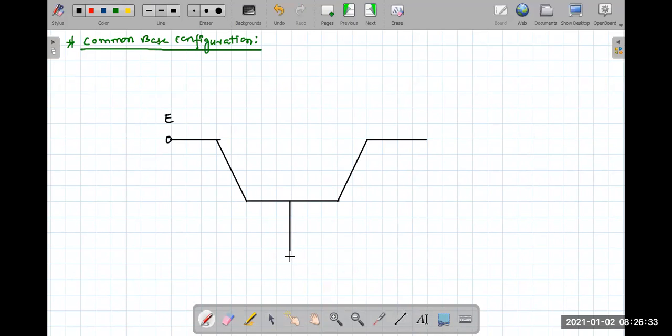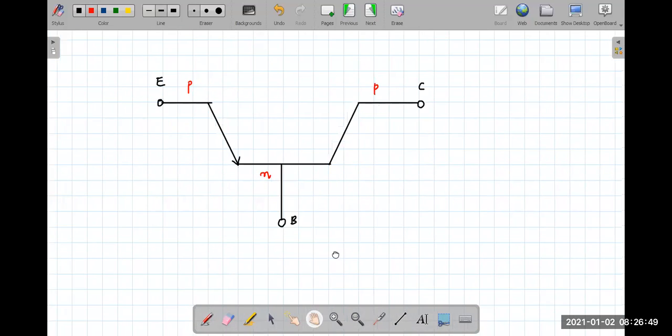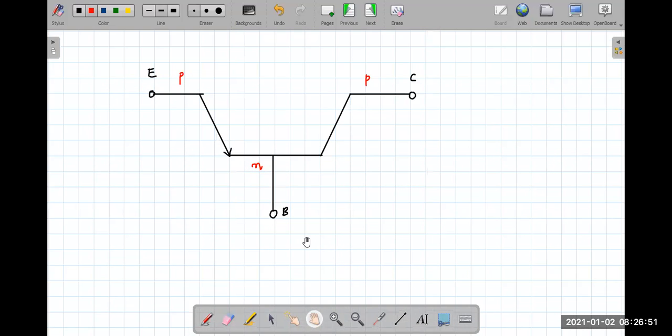This is emitter, this is base, this is collector. For ease of understanding, let's consider a PNP transistor. You see, the arrow is pointing in, so that is a PNP transistor. I've chosen a PNP transistor for the purpose of explanation, but in reality, we'll be using an NPN transistor.